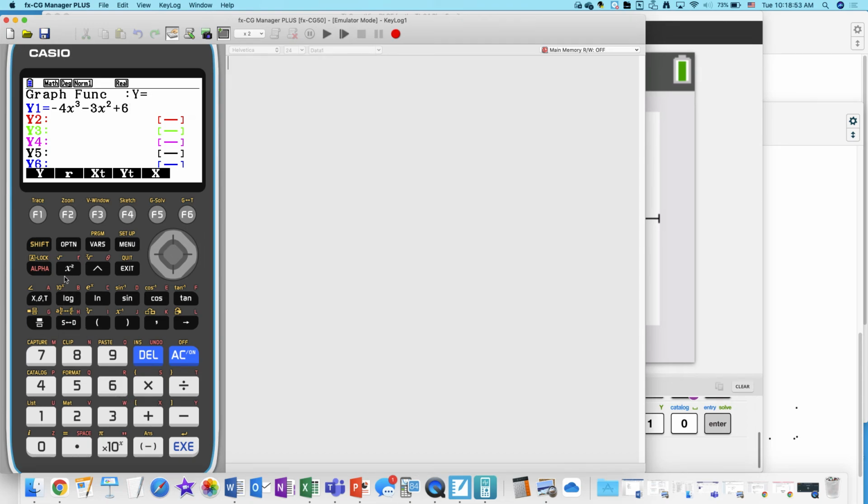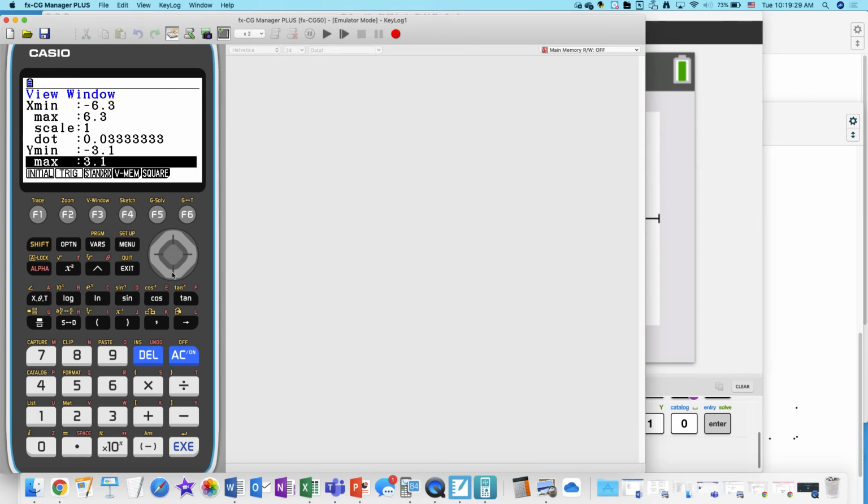And once you hit enter, you'll be able to draw it. And that's right over here, F6. So you're going to select draw. And it looks like I can't see that maximum point. So I need to adjust my window a little bit. I need to see like a higher y value up here. So I'm going to go to V-Window, F3. And I'm just going to go down to my y max. And maybe I'll make that 6. And I'll hit enter. Okay, and then it'll come back to here. I'm going to hit draw again. And now I can see what I need to see.